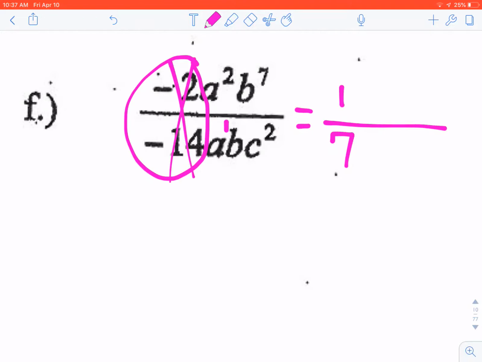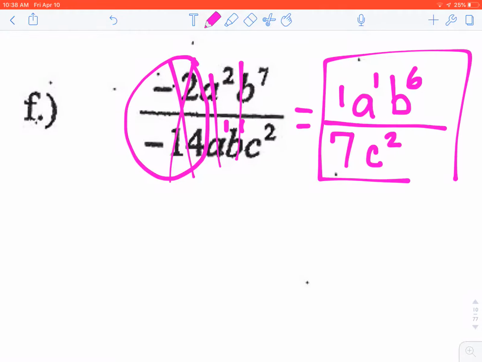Okay, and then the A's, A becomes A to the 1st. You're leaving it on top where that bigger exponent is. The B becomes B to the 6th. Again, leave it on top. That's where the bigger exponent is. The C to the 2nd stays on the bottom because there are not any other C's in this problem. If you cleaned it up and got rid of these 2 1s that are there, that is absolutely fine.